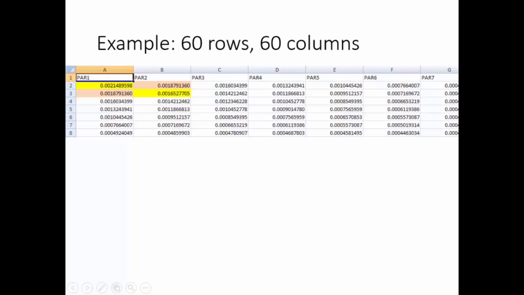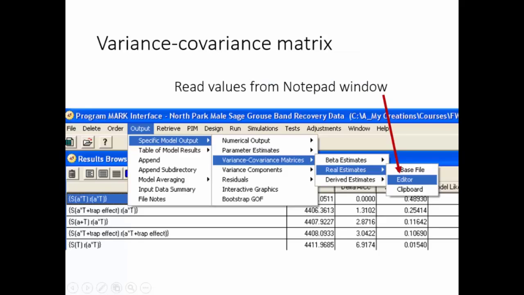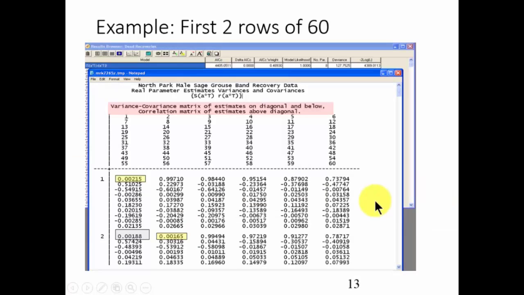This slide shows an example of a variance-covariance matrix. The values highlighted in yellow are the variances for the parameters on the diagonal, and the covariances between the parameters are shown on the off-diagonal. The variance-covariance matrix can also be written to a Notepad text file. Here, matrix 1 refers to time-specific parameters for age group 1, and matrix 2 refers to those of age group 2. Make sure you understand what the highlighted values represent.